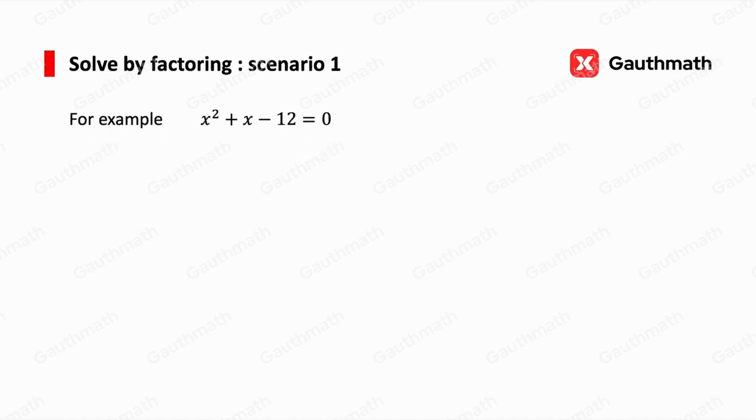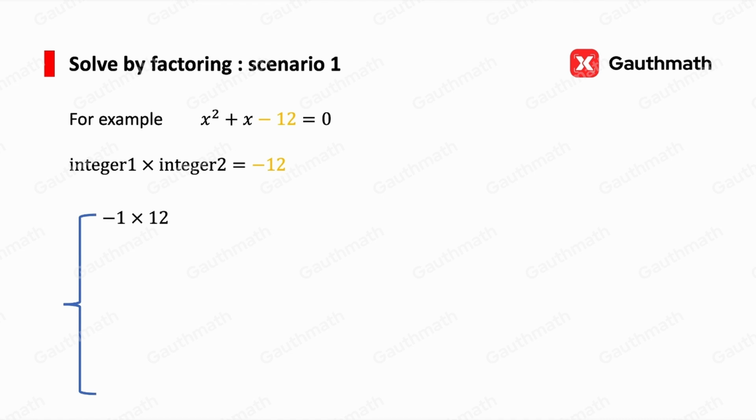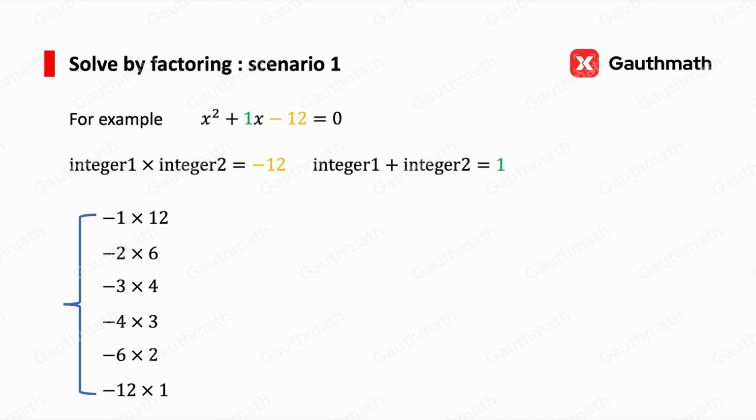Now let's see an example. x squared plus x minus 12 equals 0. So we have to find two integers so that their product equals our constant term, which is negative 12. So we may list some pairs of numbers. We have negative 1 times 12, negative 2 times 6, and there are four more pairs of numbers. Within these pairs of numbers, we have to find one pair so that their sum equals our linear coefficient, which is 1.